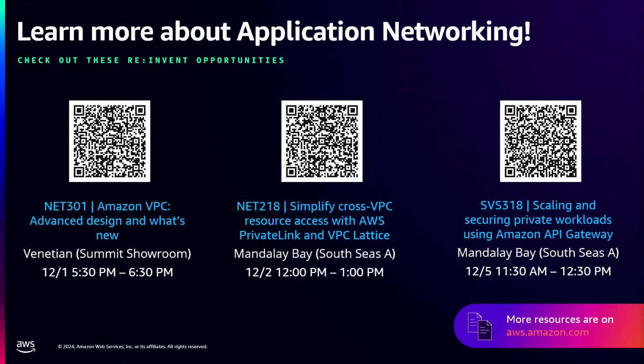There are a couple of sessions that I recommend if you're interested in learning more about application networking. Right after this talk, there is NET317, which is advanced VPC design and what's new. Tomorrow, Tuesday, NET218, we'll have a deep dive on simplifying resource access with AWS PrivateLink and VPC Lattice. And on Thursday, there is the scaling and securing private workloads using Amazon API Gateway, which will be a deep dive on API Gateway patterns, and we'll hear from large customers.